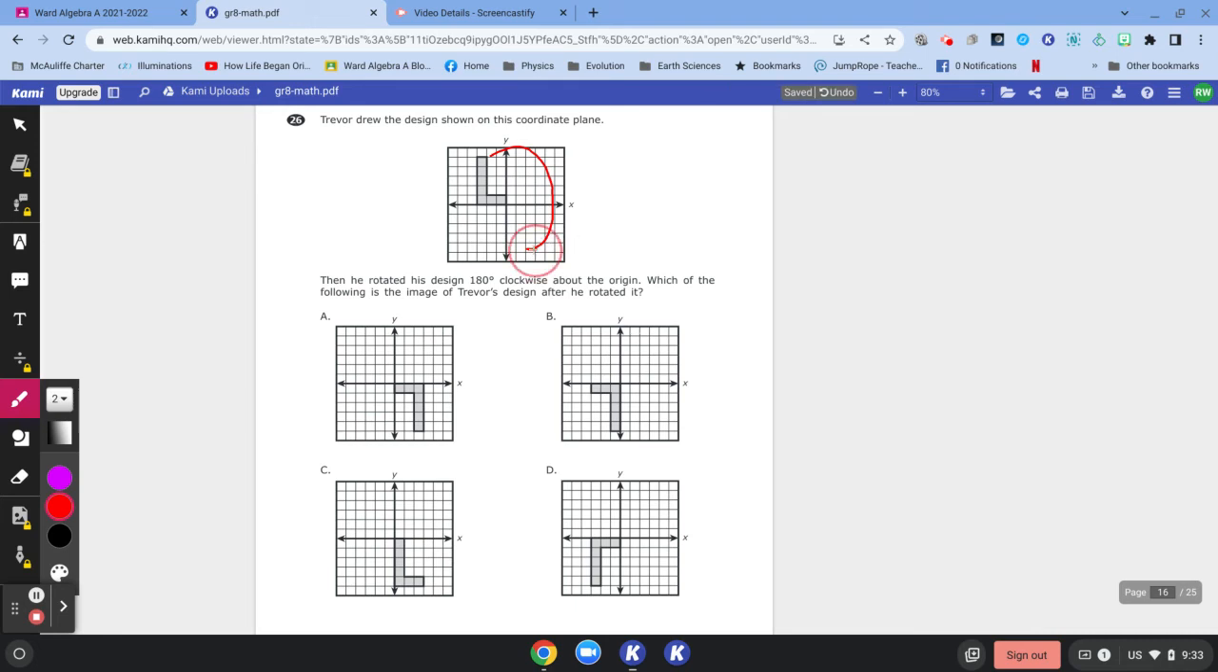Now there's a way to figure out exactly what it's going to be, but it's basically going to look like this when we rotate it 180 degrees. And that would work if we rotated this way as well. So find the one that matches it.